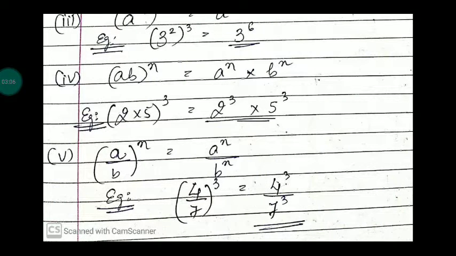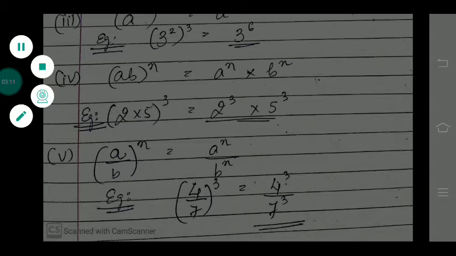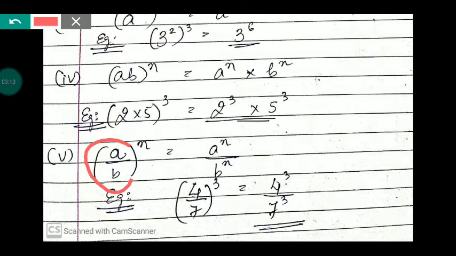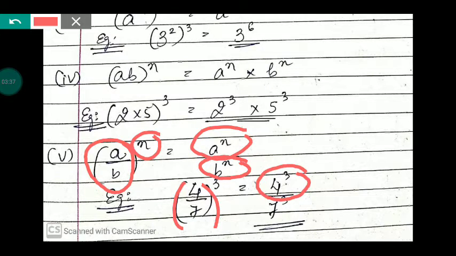Moving on to the last one, when the power is the same but the bases are different. We have different bases sharing the same power. Then this power is shared by both of them individually. For example, 4 upon 7 whole raised to 3. That means this 3 is shared by both of them, base a that is 4, and base b that is 7.